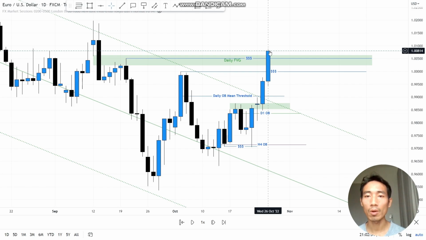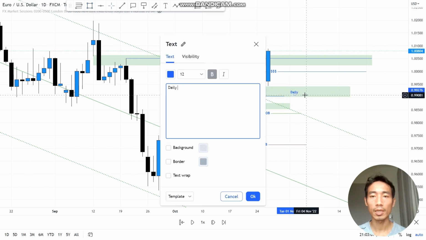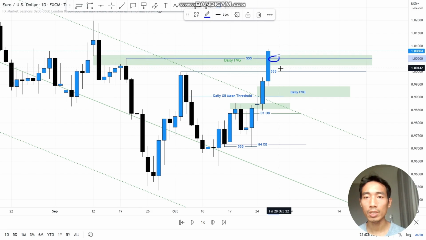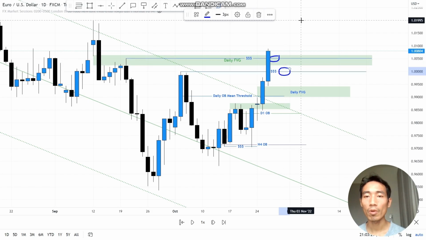So where may price go into? Well, down here we have another daily fair value gap right here. Let me see. Daily fair value gap, and up here we have previous buy side, previous highs that have already been taken, so it's very possible we have another one right here. So the first one is this region and the second one is this region. So for me today, the daily bias is bearish.